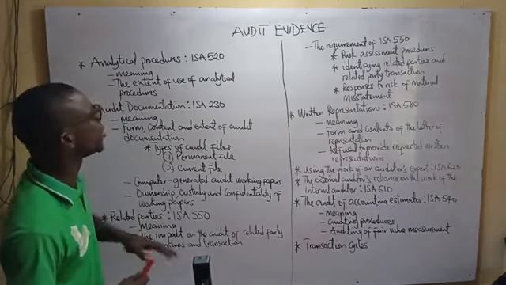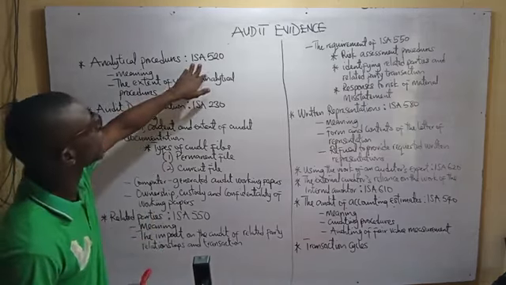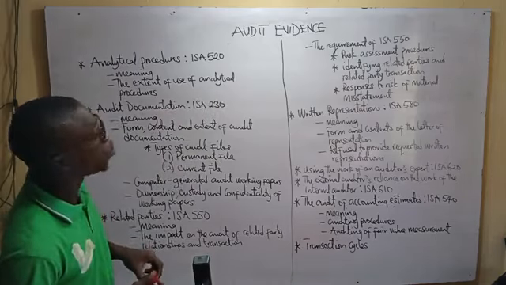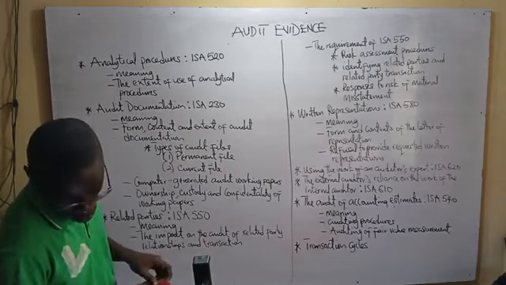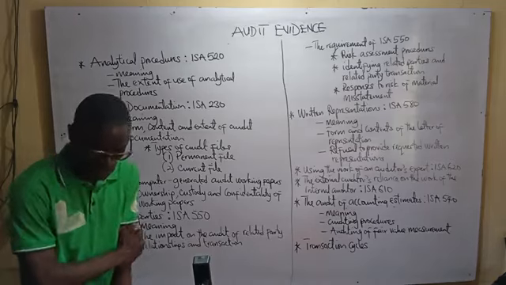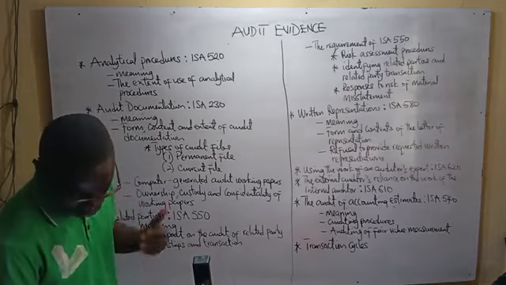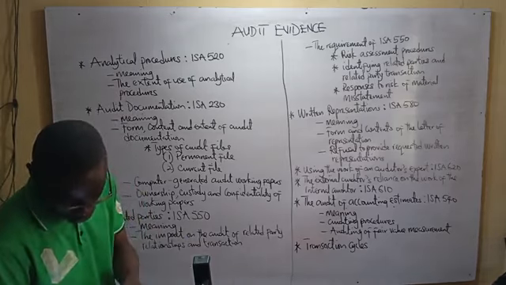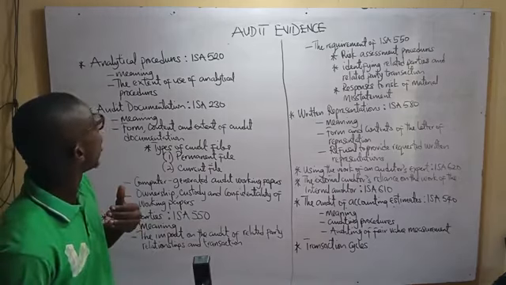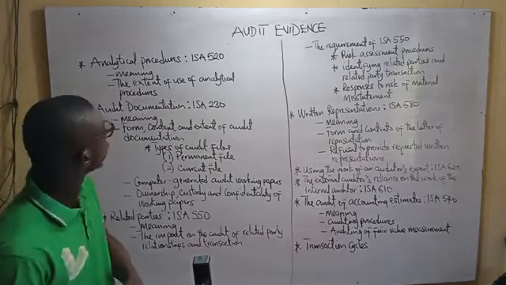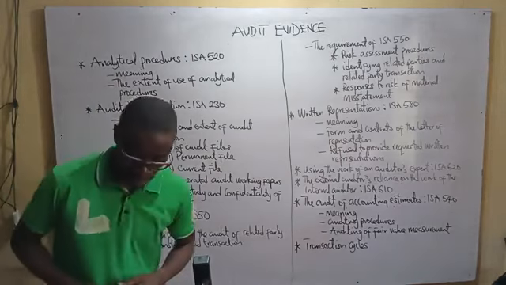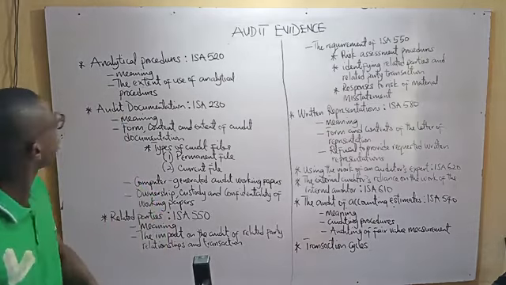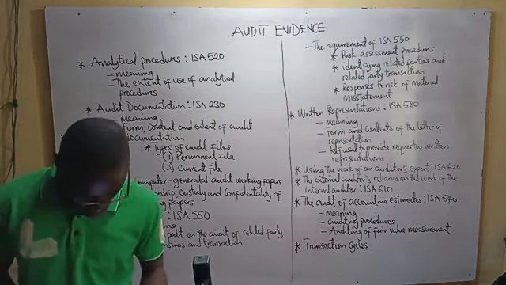The standard that makes reference to analytical procedure is called International Standard on Audit 520. It defines what analytical procedure is. This standard also gives the nature of analytical procedure and the extent of use of analytical procedures. This standard actually states this about analytical procedure. So let's look at the analytical procedure now.